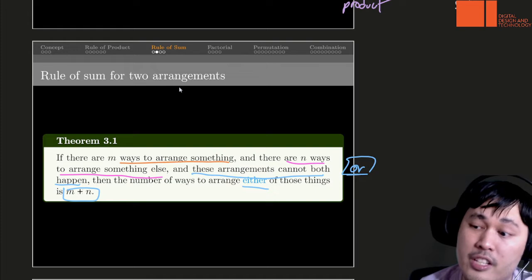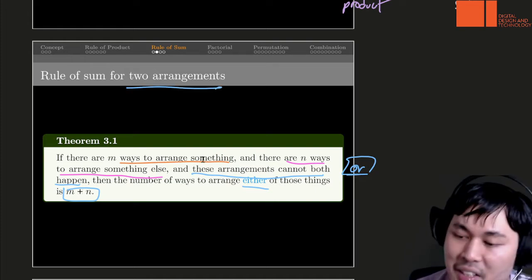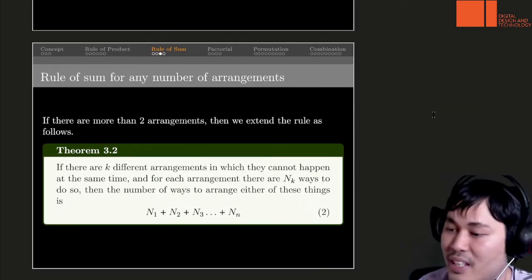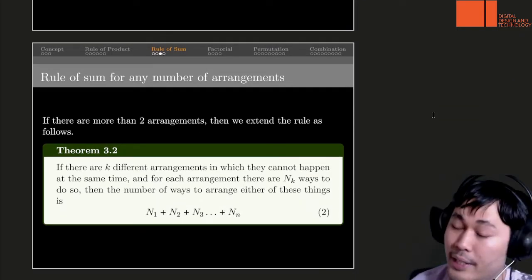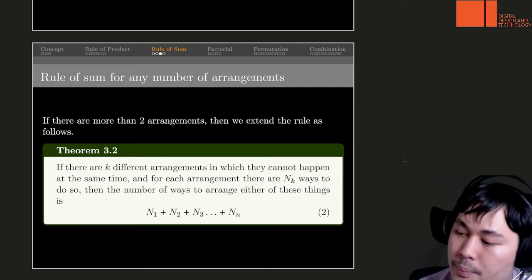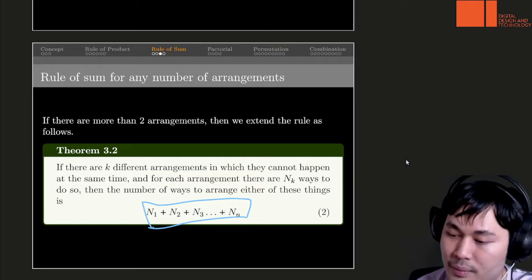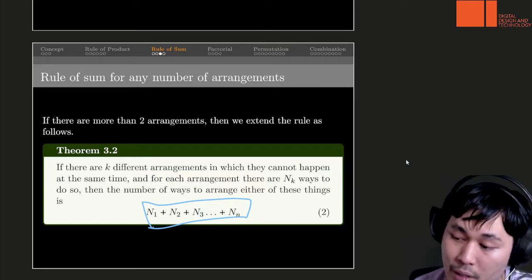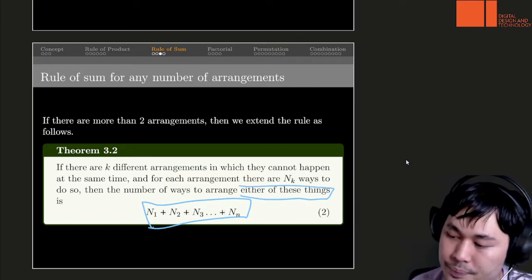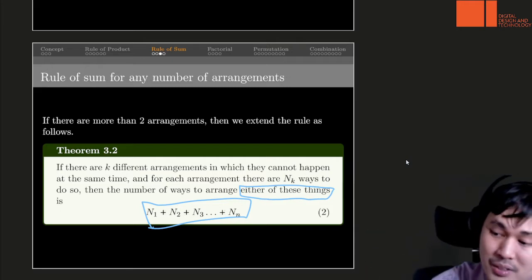And this is for two arrangements. If there are two options, then here's how you add. If there are more than two options and you have to choose just one of the options among those things, then we have the rule of sum where you add everything. And this time we arrange either of these things. Even if there are 10 options to choose from, you have to choose just one.